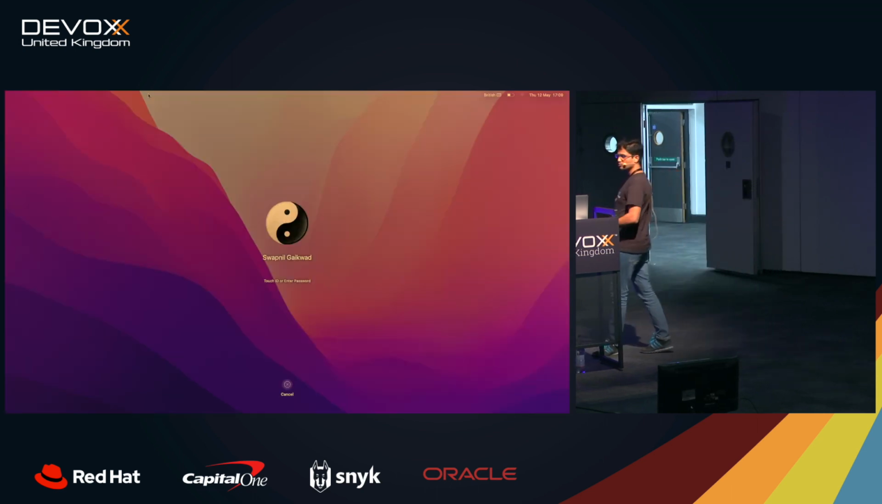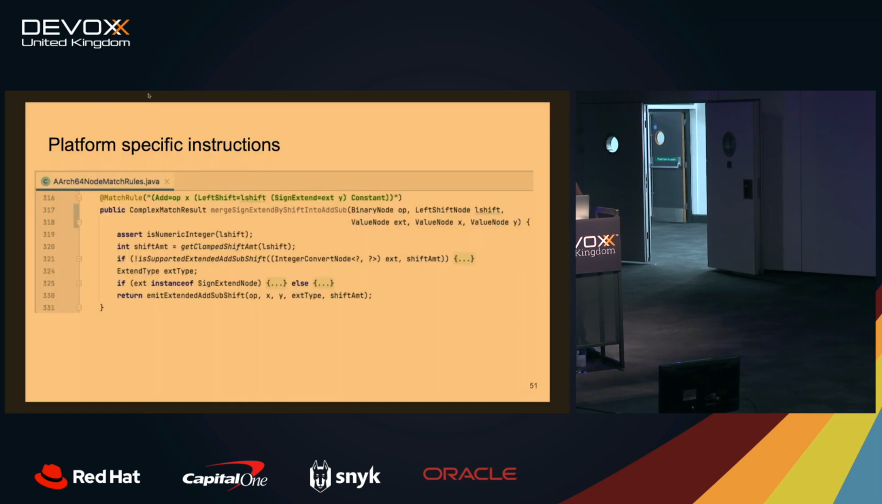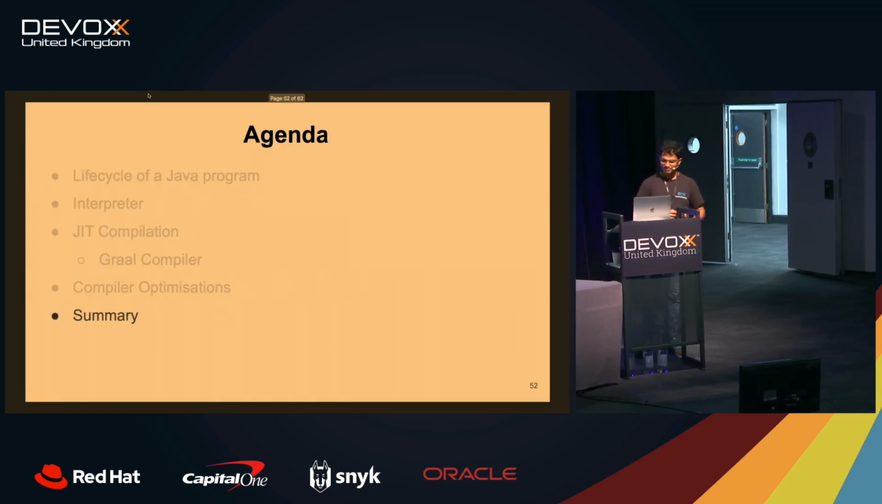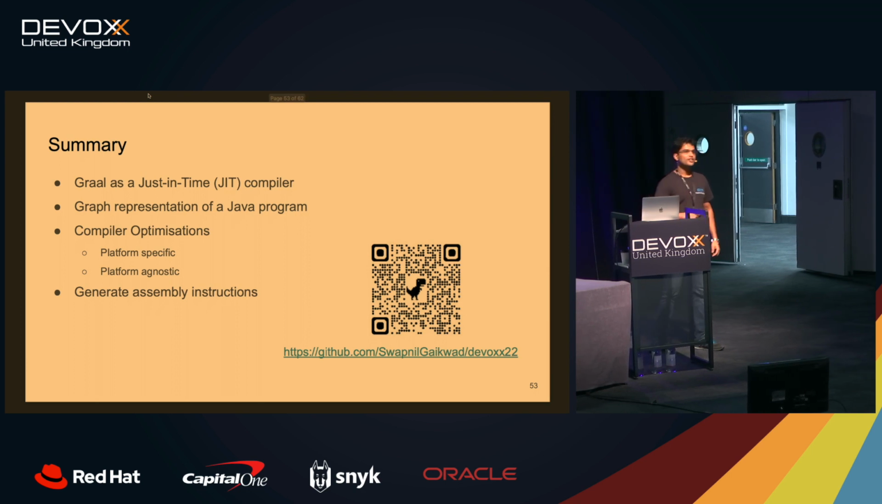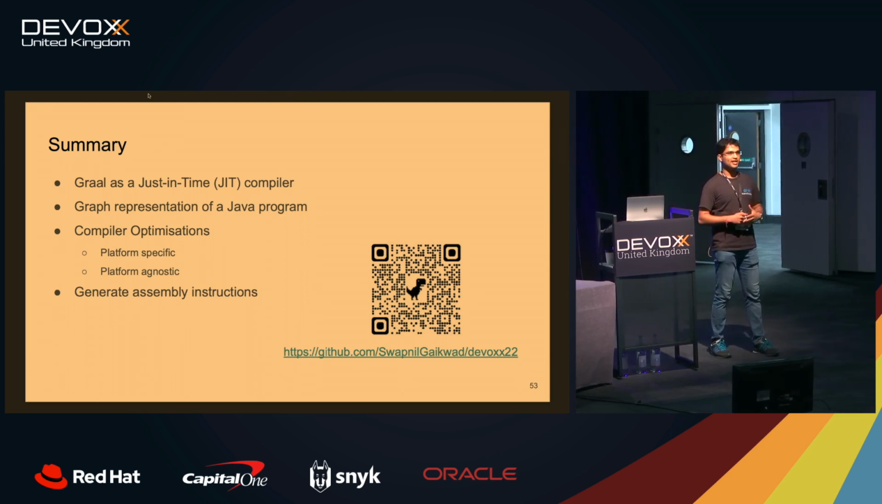Okay, so to conclude, we looked at Graal as a JIT compiler.